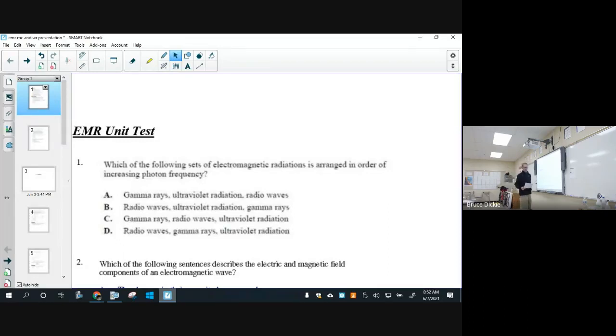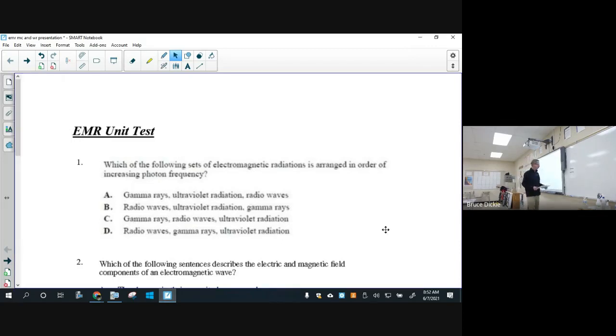All right, everyone, let's take a look at your EMR unit test here. Question number 1. Which of the following sets of EMR, electromagnetic radiations, is arranged in order of increasing photon frequency? This is the way we want it to be asked, right? Because this is the way we remembered it.